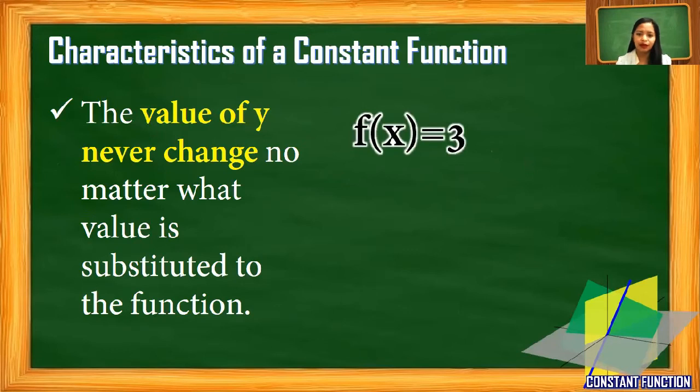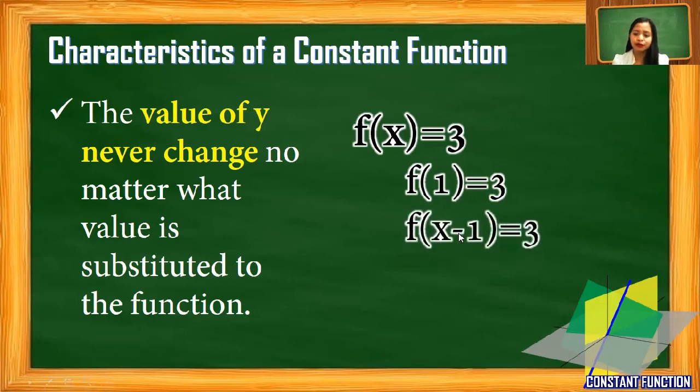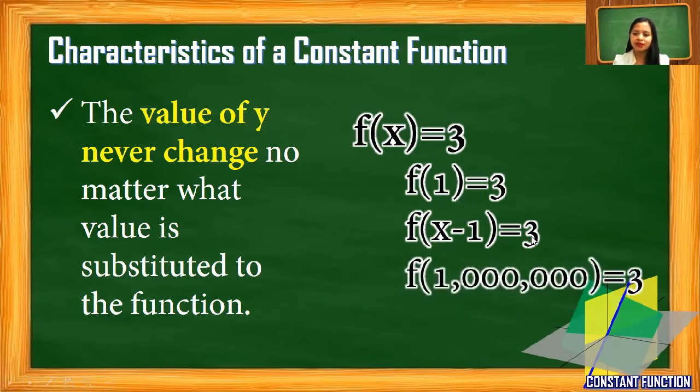For example, we have f of x is equal to 3. If we substitute the value of x is equal to 1, our y is still 3. And if we substitute x is equal to negative 1, still the value of our y is 3. And even if we substitute x is equal to 1 million, our value of y is still 3. And that is the special characteristic of our constant function.